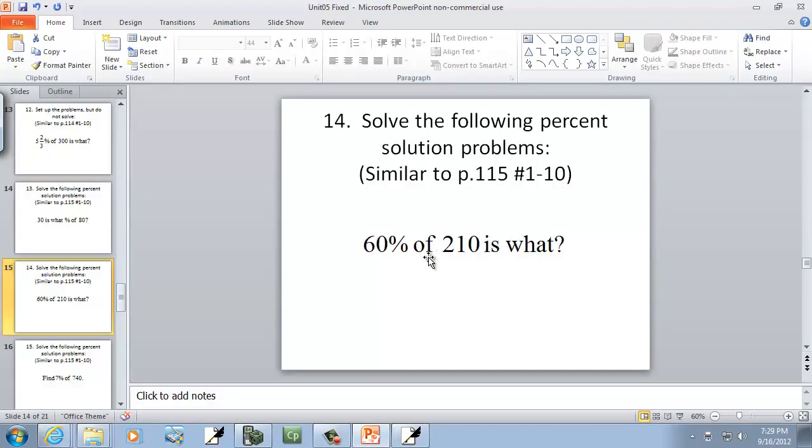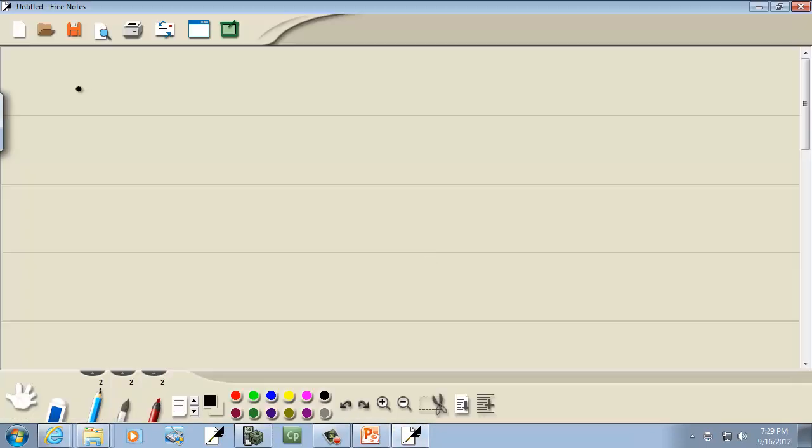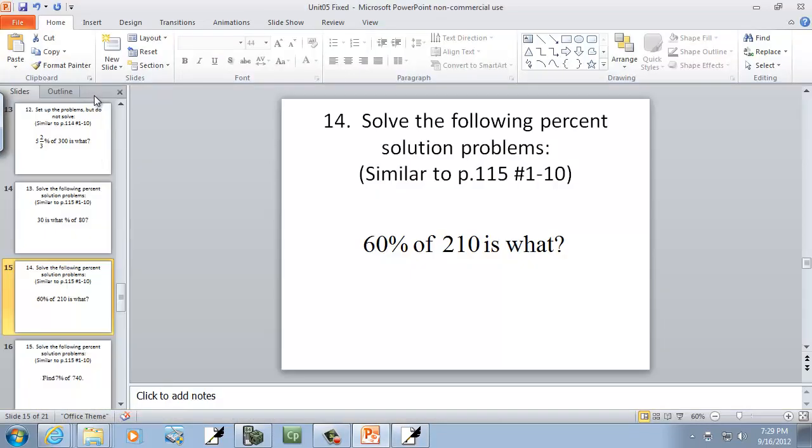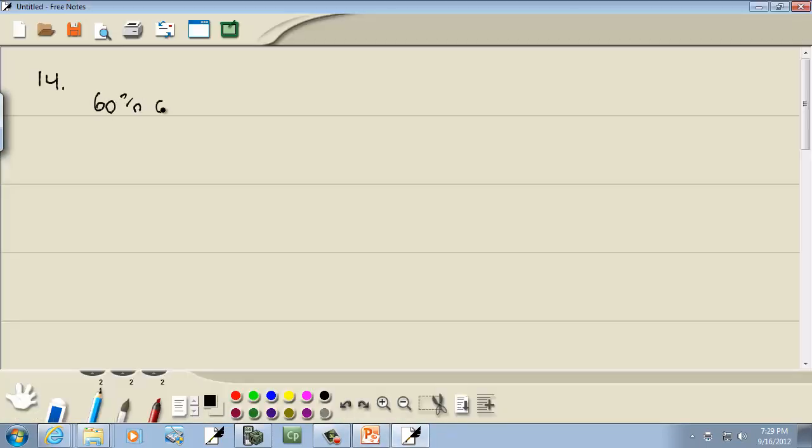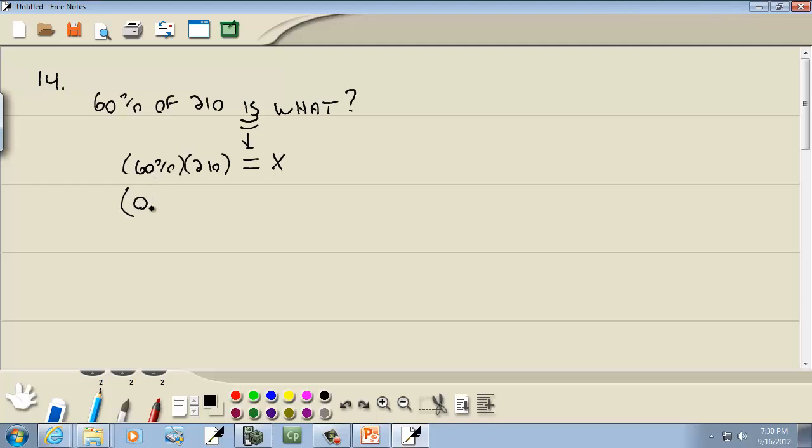And let's look at problem number 14. It says 60% of 210 is what? Well, again, the is our equals. The what has to be x. The of is multiplication, so this is saying take 60% times 210. And for the percent, we want to change it to decimal before we use it in the calculation. So we move it 2 places to the left, and it'd be 0.60 times 210.